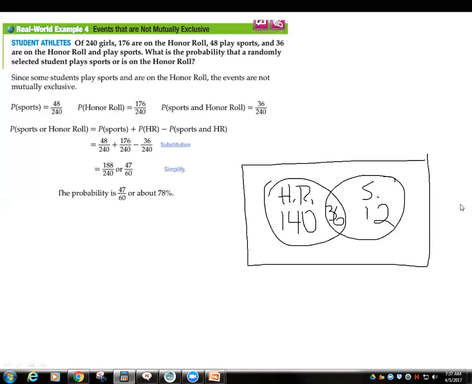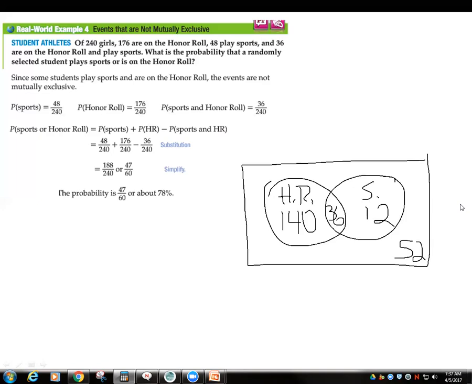Because 240 is the total number of girls. That would leave 52 girls out. And what they would be is you'd put them over here in the corner. It doesn't represent the page number or anything. What that represents is the number of girls that don't play sports and are not on honor roll. It's all the other girls in the class.